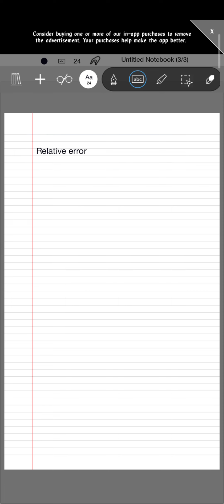The relative error is nothing but the ratio of the absolute value, or absolute error, divided by the true value. This is the relative error, represented as again the mean value minus the true value, divided by the true value. This is the relative error, RE.